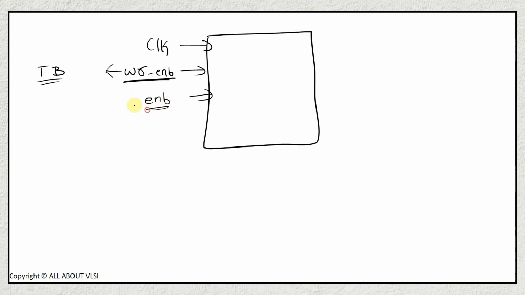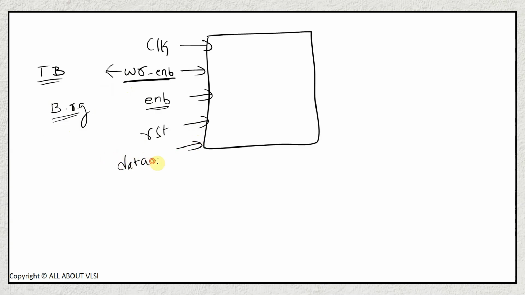One more signal is enable. This enable signal is given by our baud rate generator module. According to the baud rate specifications, we generated some enable signals in our previous video, if you remember. That enable signal we are giving from the baud rate generator. And one more is the reset signal, followed by data in.